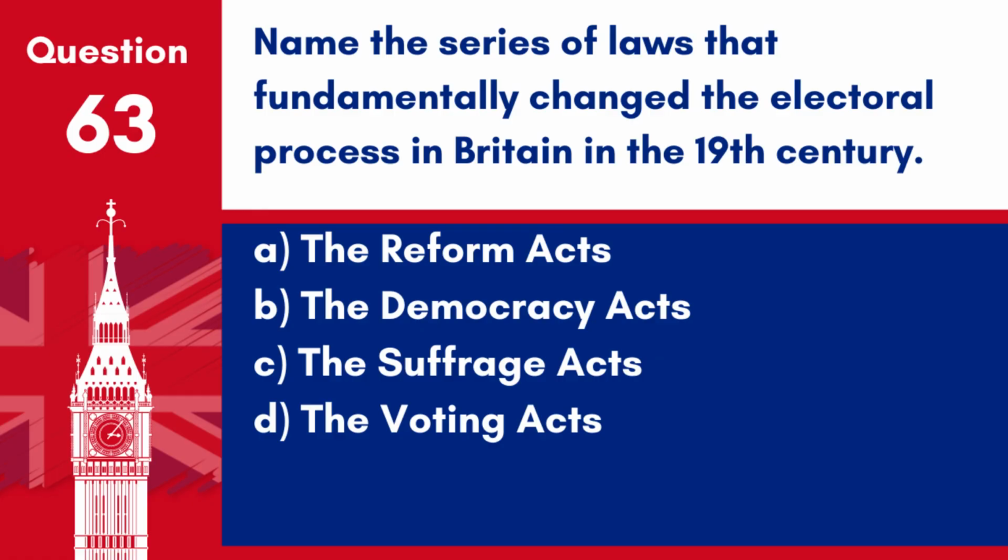Question 63. Name the series of laws that fundamentally changed the electoral process in Britain in the 19th century. A. The Reform Acts. B. The Democracy Acts. C. The Suffrage Acts. D. The Voting Acts.